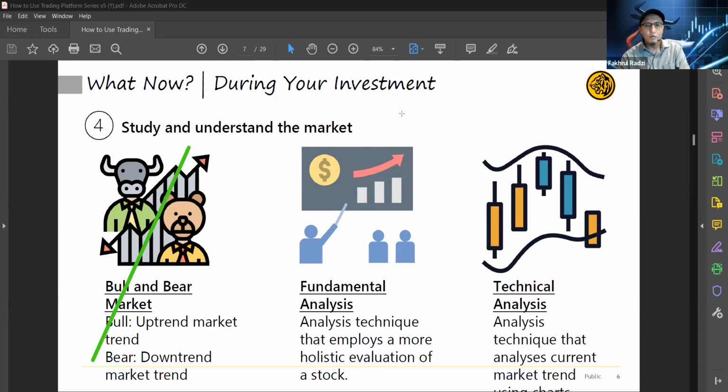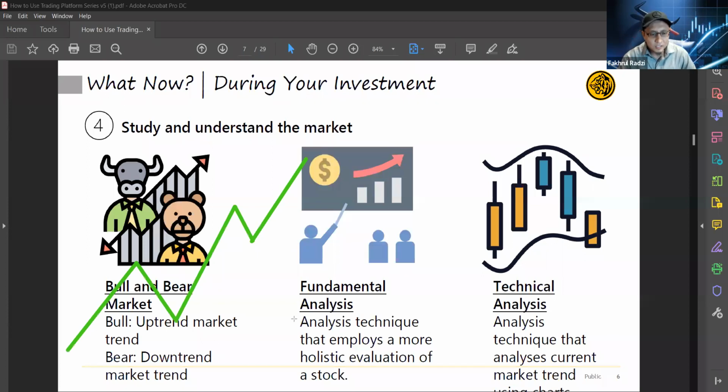Normally a healthy uptrend bull market will be moving in berliku-liku. You know what berliku-liku is? It has this kind of pattern. Okay, you understand what I mean? Berliku-liku, it fluctuates, but in the uptrending mode, right?